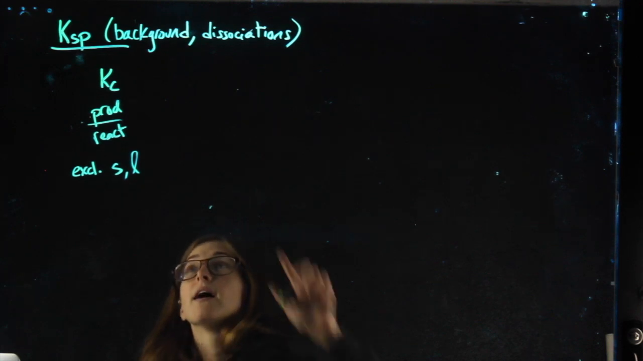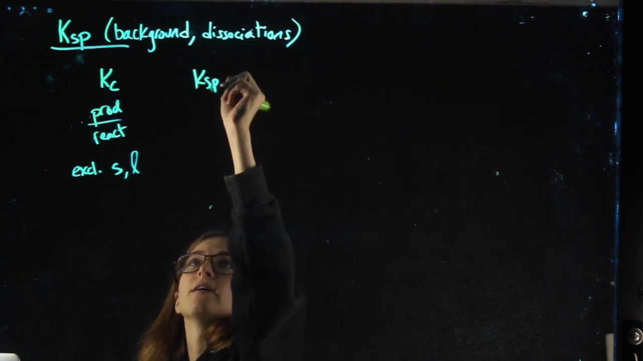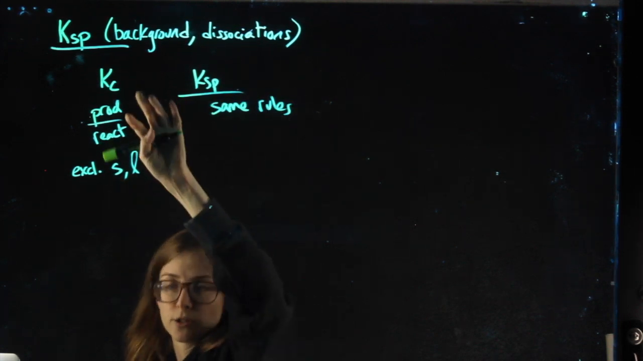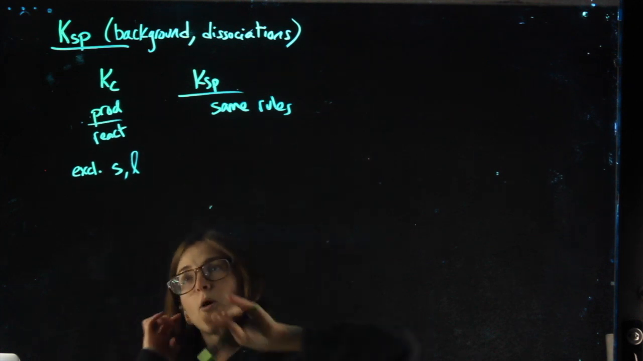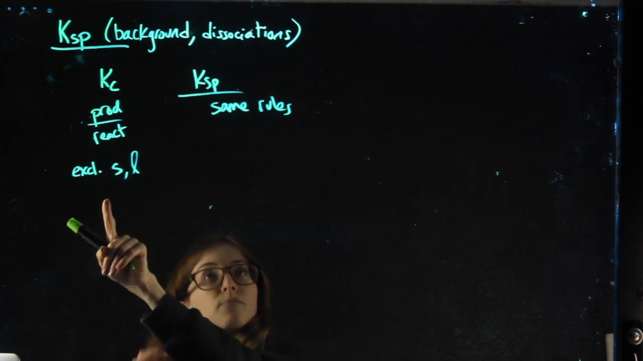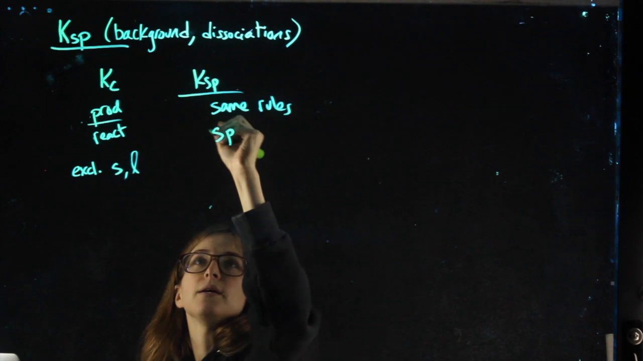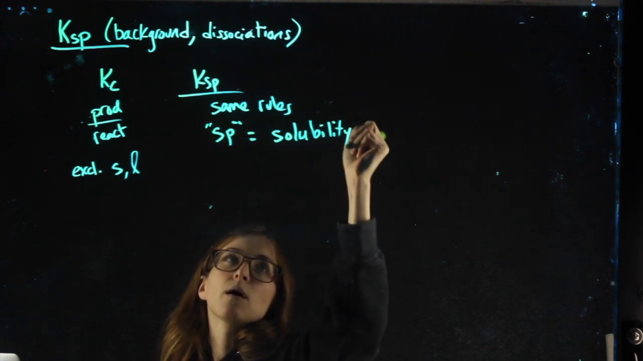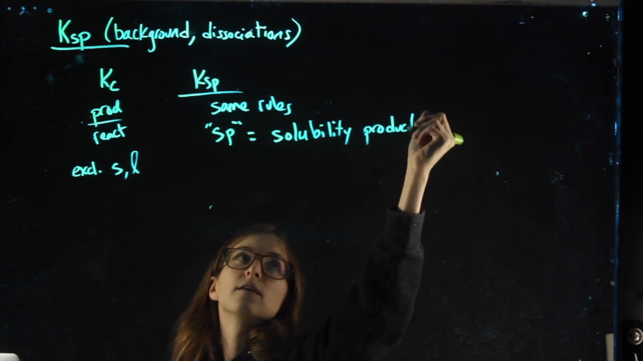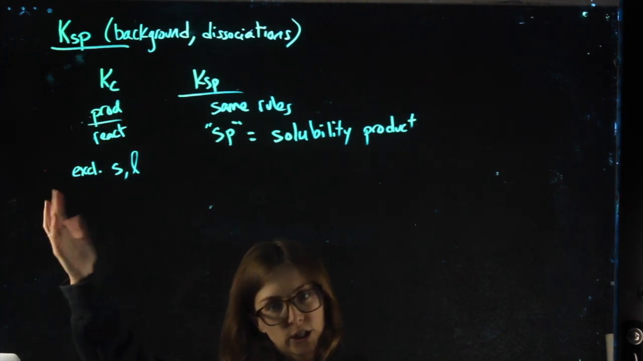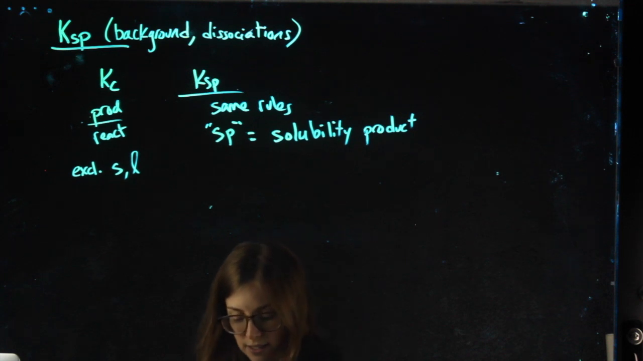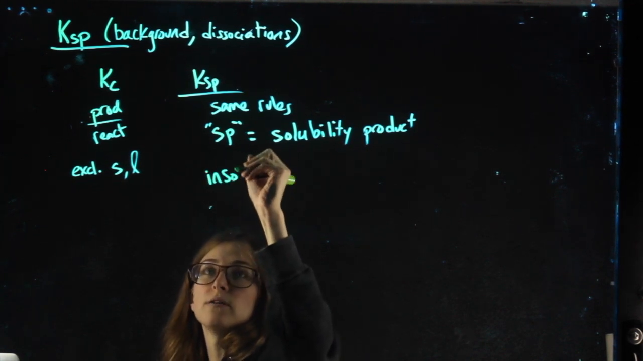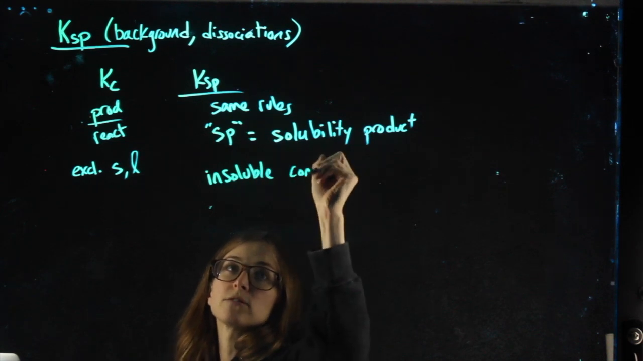Still true. KSP has the same rules. Products over reactants, coefficients become exponents, exclude solids and liquids. The SP stands for solubility product. We're still using concentrations, but SP is just giving us a heads up that we are working with insoluble compounds.